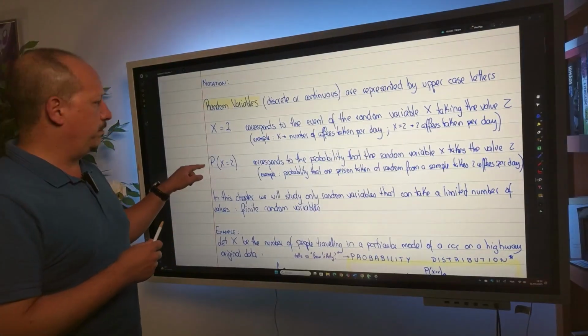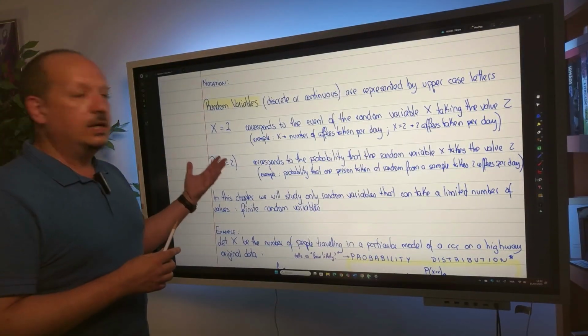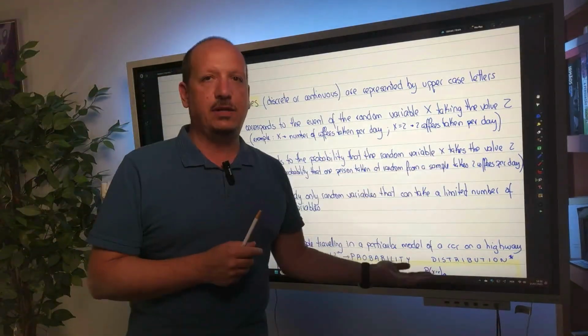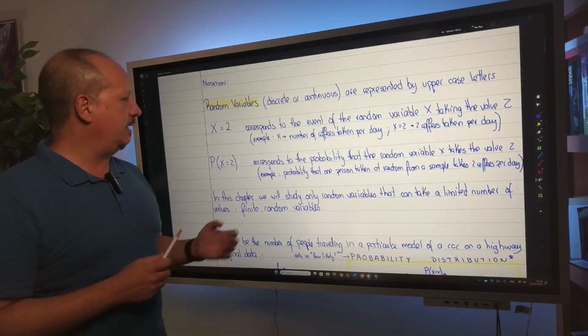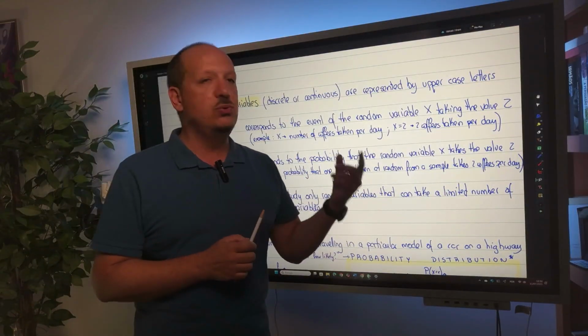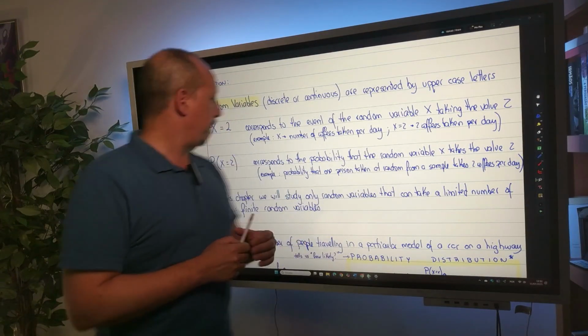So what does this mean? P, open brackets, X equals 2. This is the probability that the random variable X takes the value 2. Using the example again, it is the probability that one person taken at random from a sample takes 2 coffees per day.